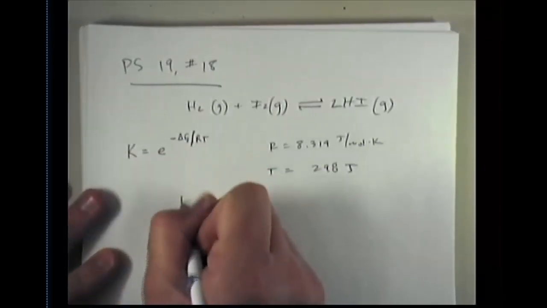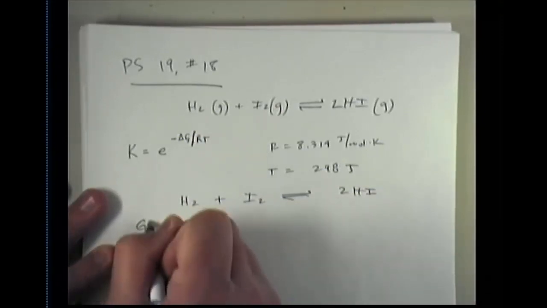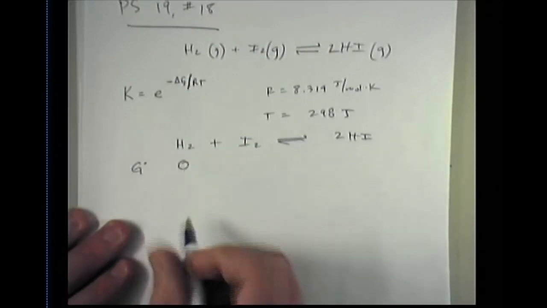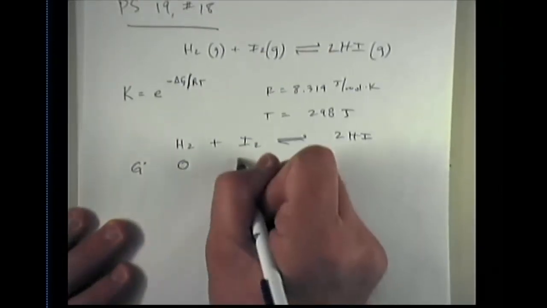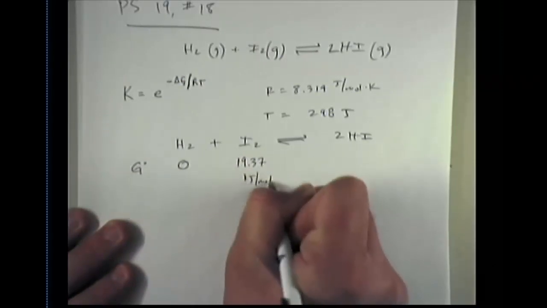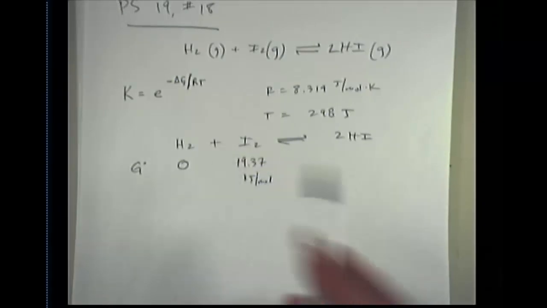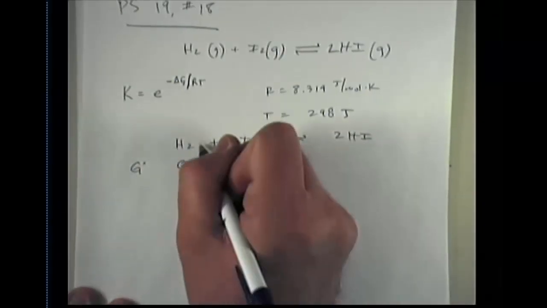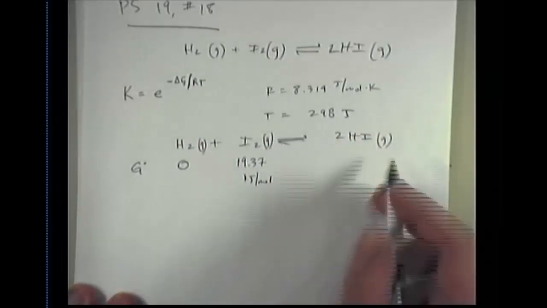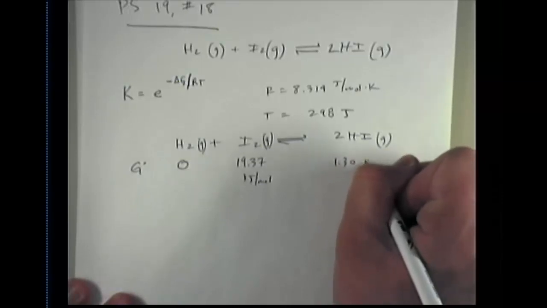I'm going to once again write the reaction, and I'm going to make a little row here that says the Gibbs energy value for each of these components. For hydrogen gas, that is 0. For I2, it's 19.37 kilojoules per mole. One thing I hasten to point out is that when you look this up, you have to look it up for iodine gas as opposed to iodine solid. Those will give you two different values. For iodic acid, it's 1.30 kilojoules per mole.